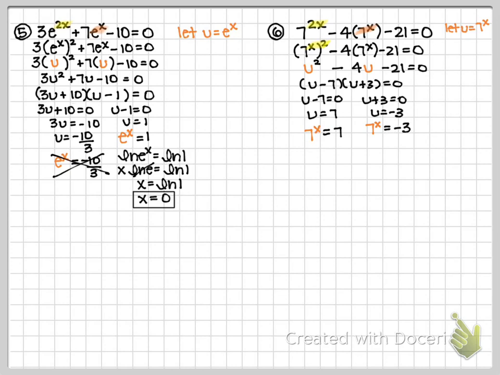Okay. Now, you might just be able to look at it and figure it out. So 7 to some power is equal to 7. We know that 7 to the power of 1 is equal to 7. There we go. Now let's take a look at the other guy. I don't care. 7 to the x is equal to negative 3. Not a chance. That is not going to happen. Get rid of that guy completely. And that brings us to the end. I hope it helped.